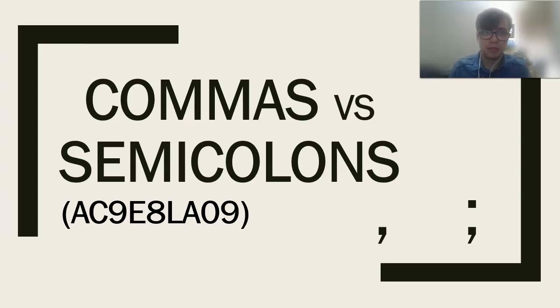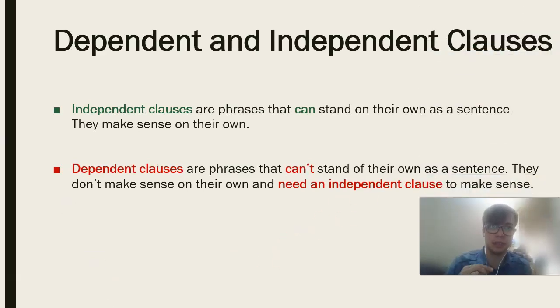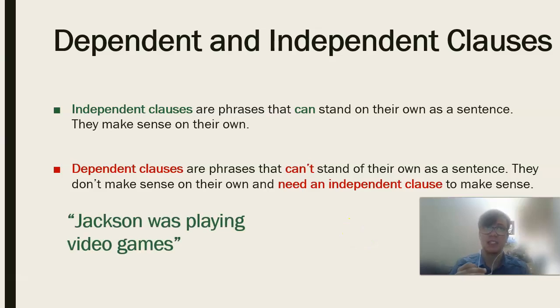There we go. Now, here we're covering dependent and independent clauses. Do you remember when we worked on these last week? We're going to scaffold on that learning right now. But for those who missed out, an independent clause is just like a sentence. It's a set of words that make a sentence on their own. Say we have the example, Jackson was playing video games. That's an independent clause. It makes sense on its own. You can say it. It's a sentence.